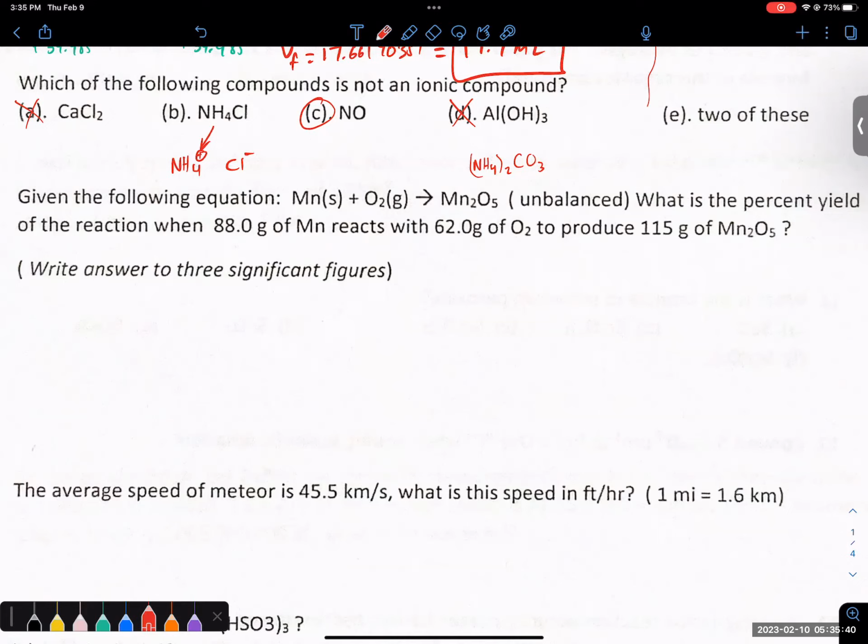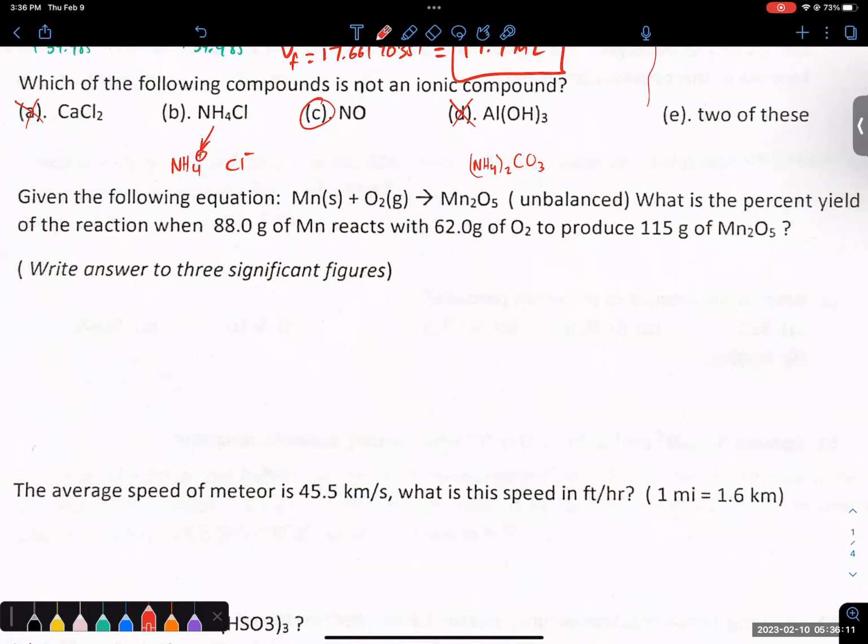Anyway, given the following equation, manganese solid plus O2 gas makes that thing. Nobody cares about the name right now. What is the percent yield of the reaction if 88 grams of manganese reacts with 62 grams of O2 to produce 115 grams of that manganese oxide, in case you were wondering?